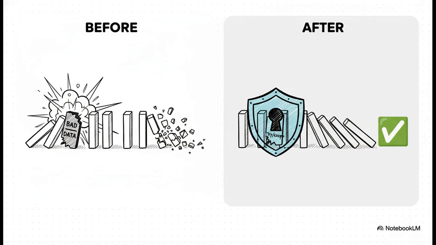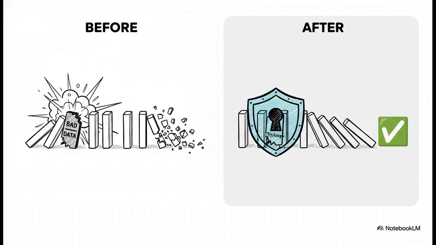And just look at the difference this makes in practice. On the left, one little piece of bad data and the whole application just crashes. But on the right, we wrap it in a try except, and instead of a crash, we can just print a friendly message, and the program keeps on chugging along. I mean, that's a huge difference.